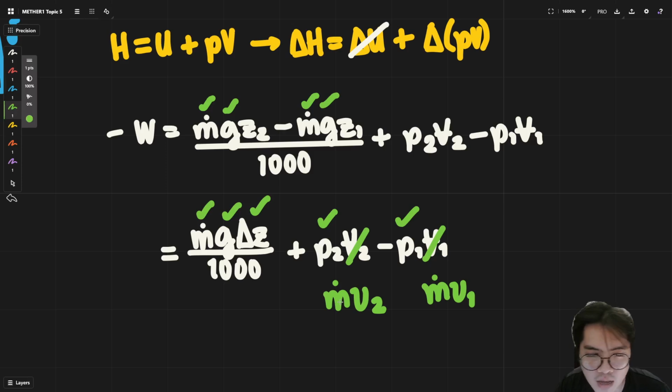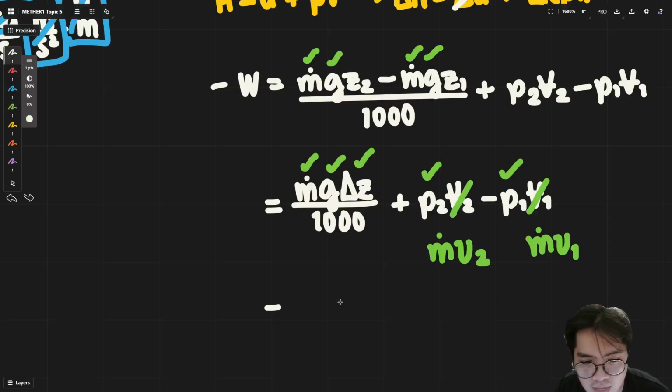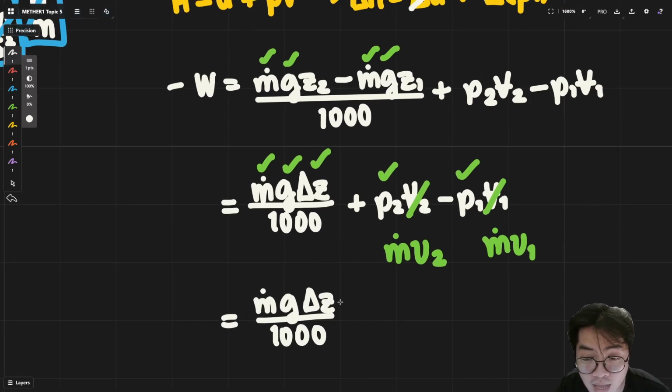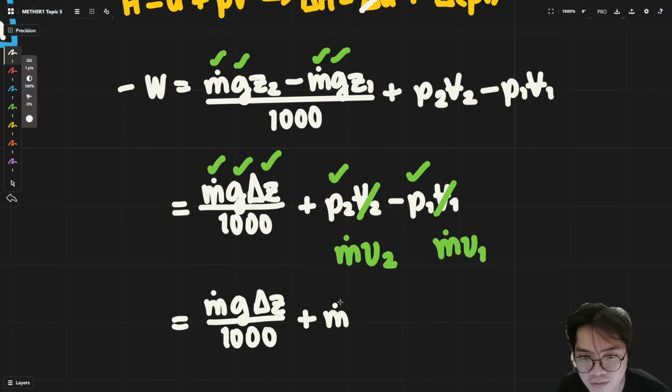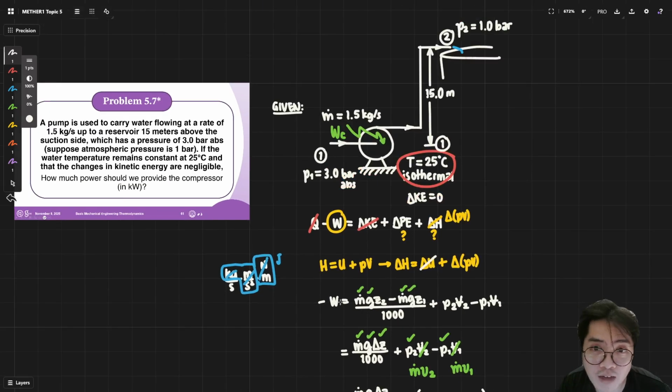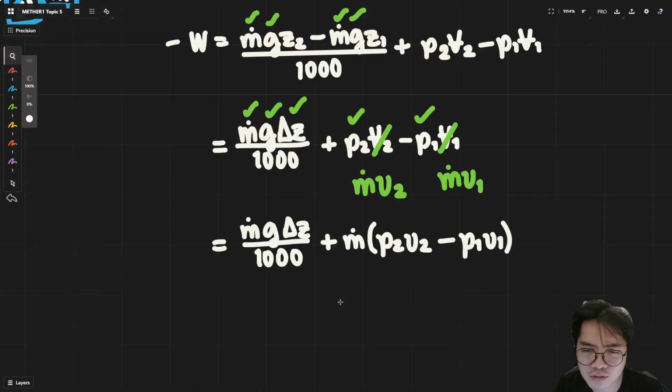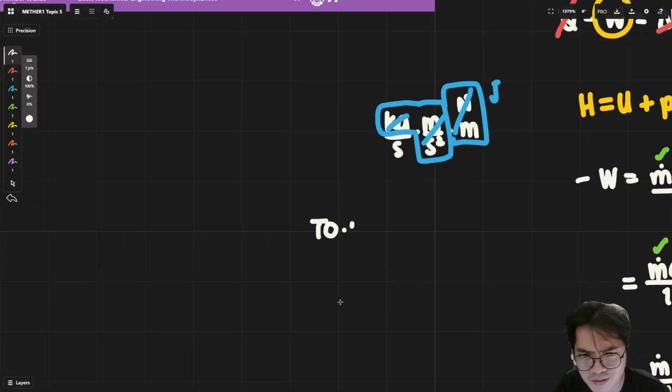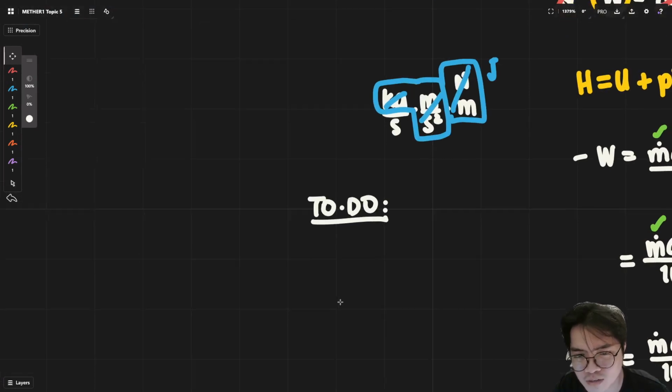Okay, let's try it out. If that's the case, then you will have in here M dot G times delta Z all over 1000. And then you will have in here, I can group out the M dot, and then you will have your P2 V2 minus your P1 V1. Because we found out that states 1 and 2 were both compressed liquids, right? We can actually get the values of V2 and V1. Very interesting. We now have a to-do list for some reason, right? So your V1 and your V2, we're just going to have to approximate.